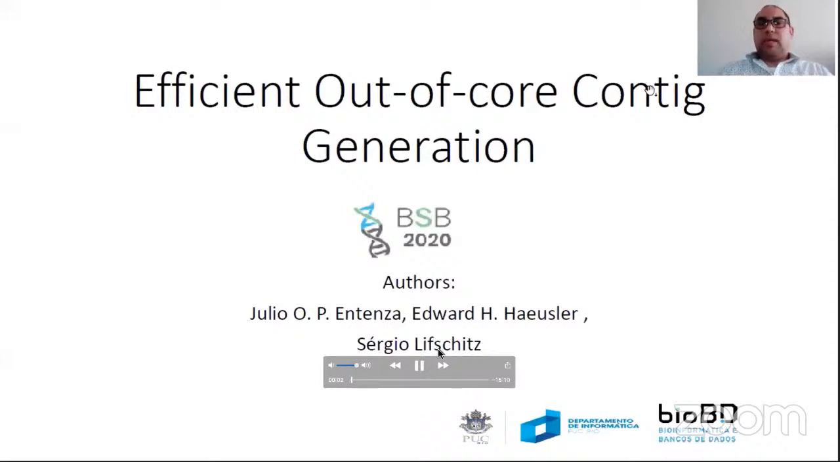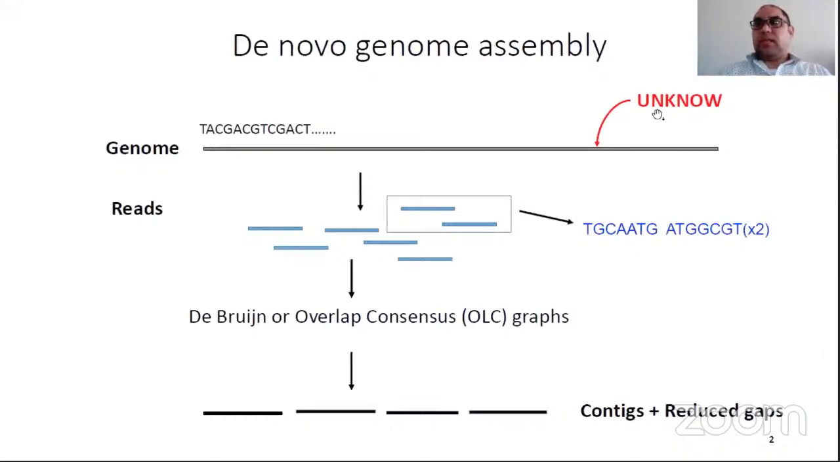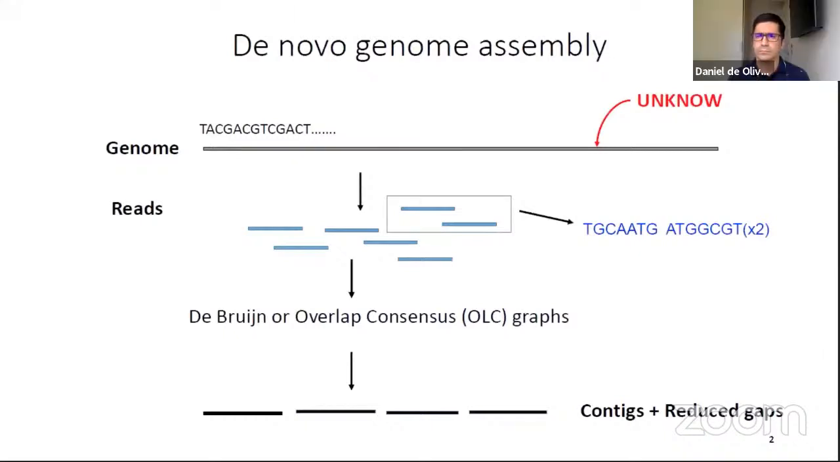Good morning. My name is Julio Omar. Today, I'm going to show you how we can use an external memory approach to generate contigs during the genome assembly process. Genome sequencing is the process that determines the order of nucleotides inside a DNA molecule. The real genome is unknown. For that reason, modern instruments divide a genome into a set of many subsequences called reads. Here we have an example that are assembled into longer contiguous sequences called contigs.